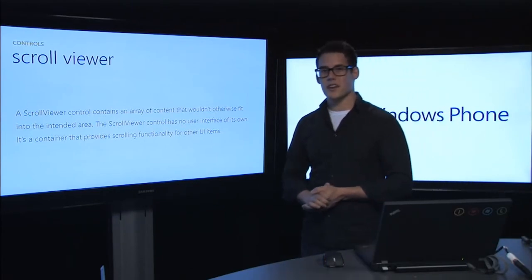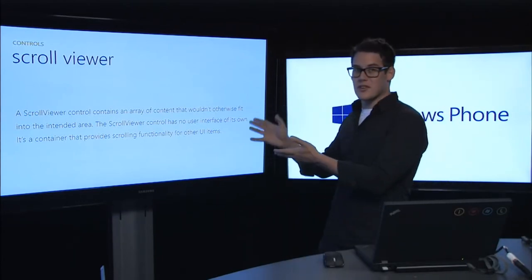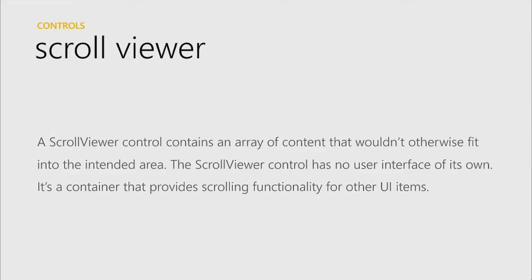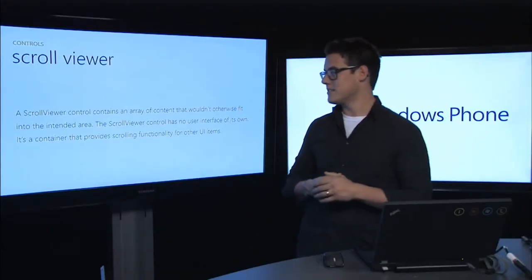This is the one control that I'm going to talk about that has no picture. It has no visuals. This is the scroll viewer. A scroll viewer basically has nothing until you begin to scroll it. Then you're going to see a scroll bar. But basically what it does, it contains an array of content that wouldn't otherwise fit in the intended area. The scroll viewer has no user interface of its own. It's a container that provides scrolling functionality for UI items, specifically around lists and things like that.